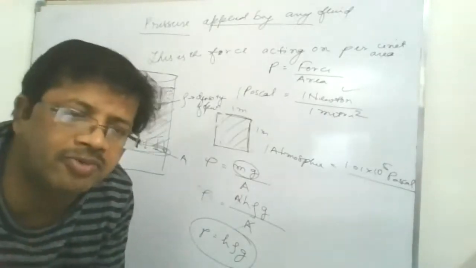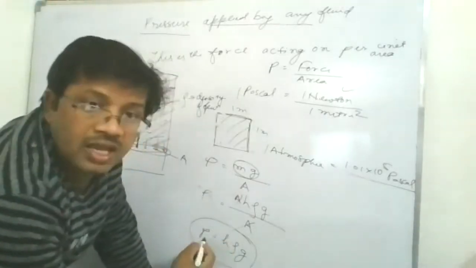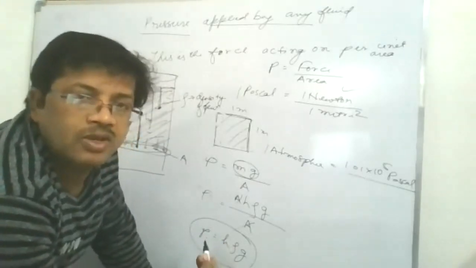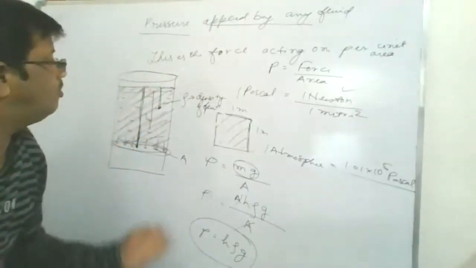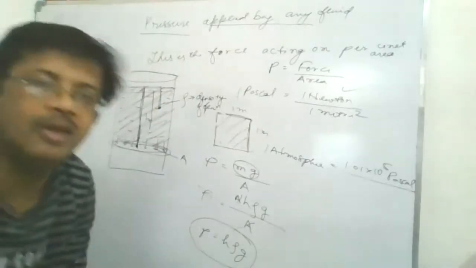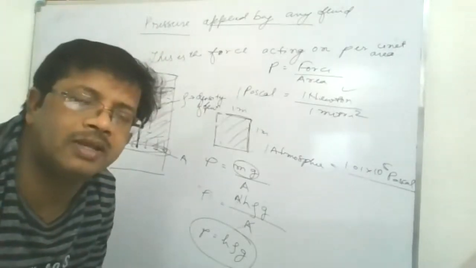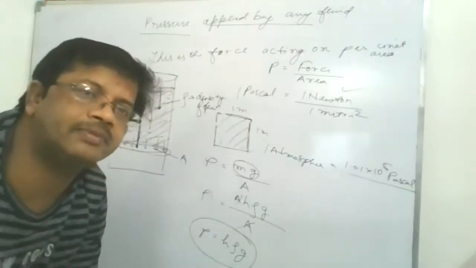Rho is the density of the fluid. What is the formula for pressure? h rho g. So the more the height of the fluid in the column, the more will be the pressure applied by the fluid.